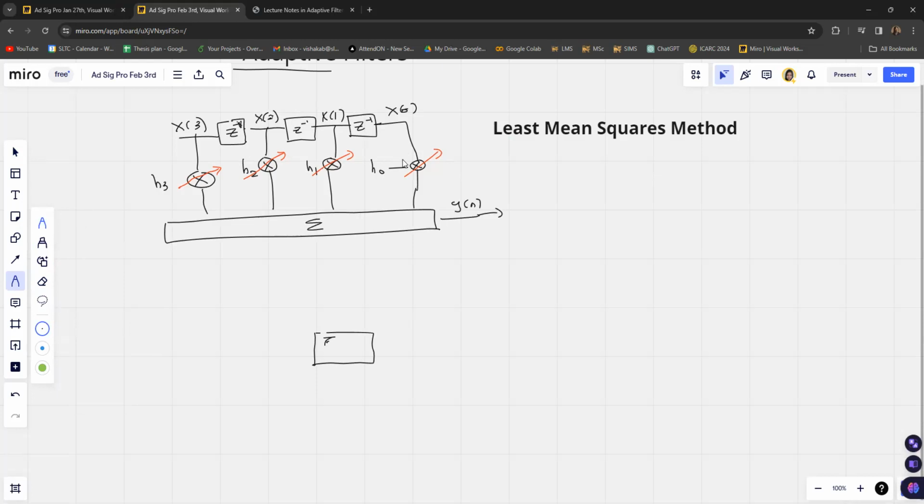The FIR filter will have these coefficients, which we denoted as h(m), and the input signal we denoted as x(n). Once we get a certain output, it will be y(n), and then that output we are going to compare with d(n), the desired signal. We can take the subtraction, subtracting y(n) from d(n), and we find this error value.